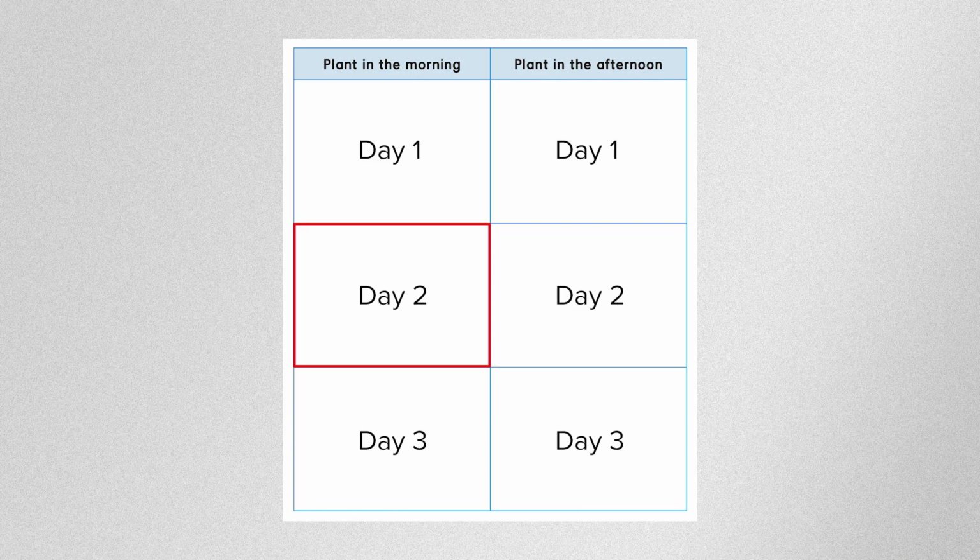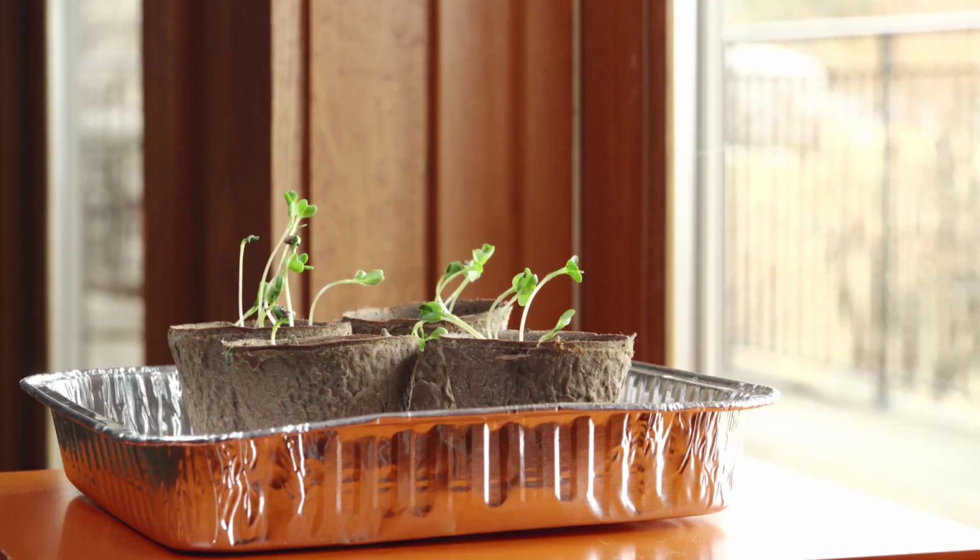Select the cell in the data table to check out the plant in the morning on day 2. What do you notice about the plant? Have the leaves or stems moved? Draw what you see. When you've finished drawing, select Next.